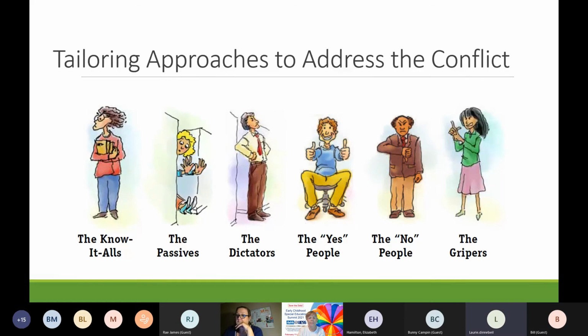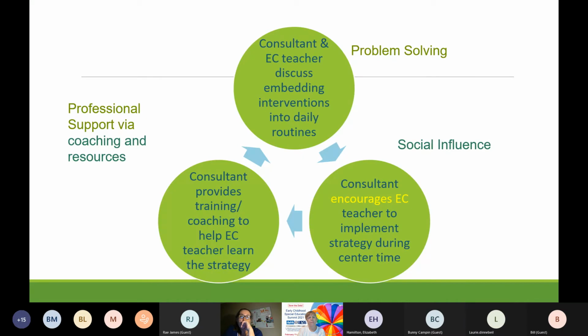Okay. So here's just another graphic, and I think you probably know a lot of these people. Tailoring approaches to address the conflict. Again, you need to know who the person is that you're working with, and you need to know where they come from in terms of conflict resolution. This is an interesting graphic that talks about how you can look at problem solving and professional support via the development of partnerships.